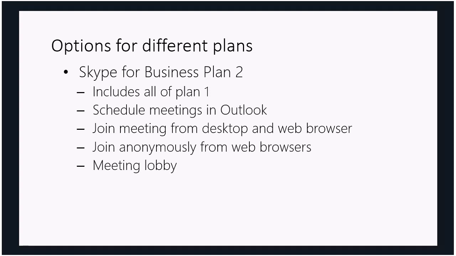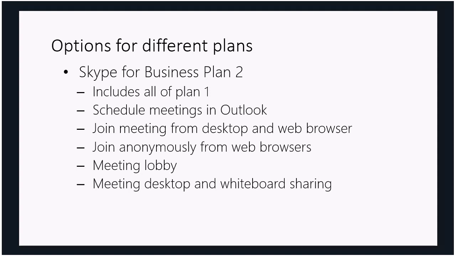Plan 2 gives you the ability to have a lobby, so that means that attendees are kept outside the meeting until you allow them to come into the meeting. So again, this is a Plan 2 option. This allows you obviously to get everything working in the back end before your presentation, and then you can allow people to come in directly from a lobby. You also get the ability to share your desktop and also to do things like whiteboard sharing. So hopefully we can do a bit of a demo of that, give you an idea of what the whiteboard sharing is.